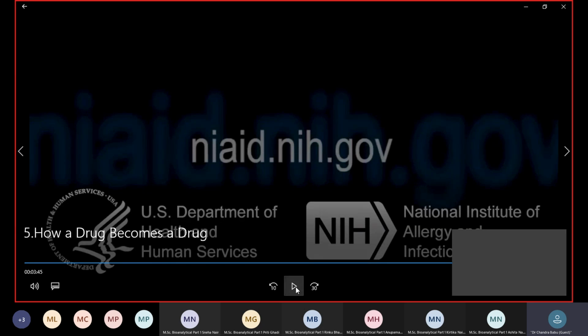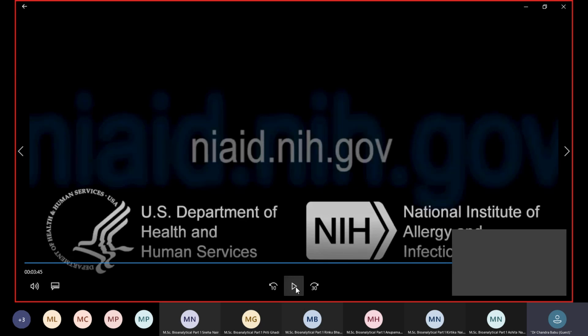So beta, this is what the picture is about, which shows you the journey from new chemical entity to prodrug, to approvals, and finally becoming a drug.